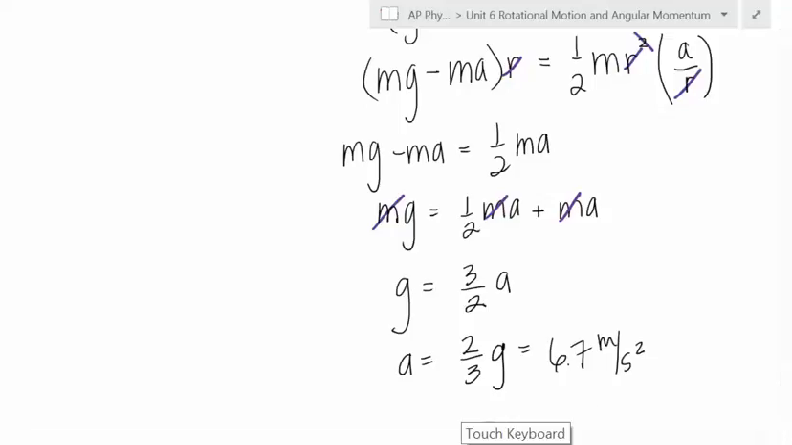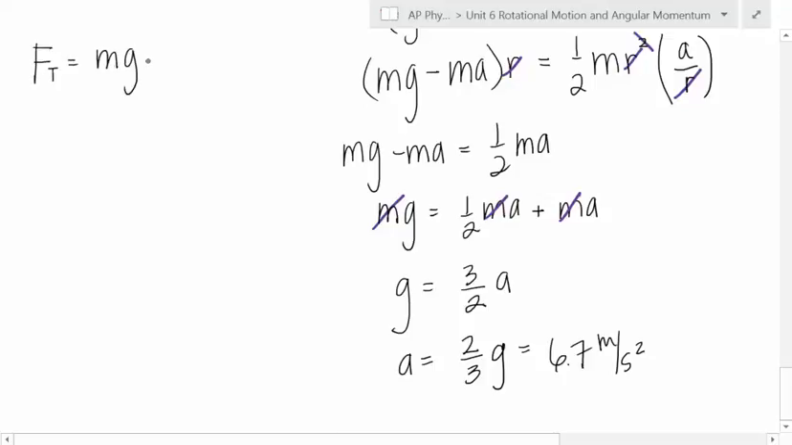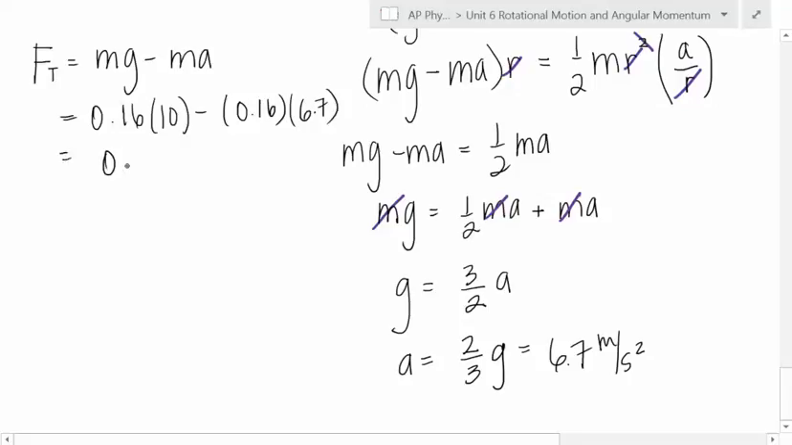Now, how could you find the tension in the cord? You plug it back in. Very good. So the tension was equal to mg minus ma. So then the mass of the object was 0.16. I used 10 minus the mass of the object, 0.16, and then the acceleration I just found, 6.7, and I got 0.528 newtons.